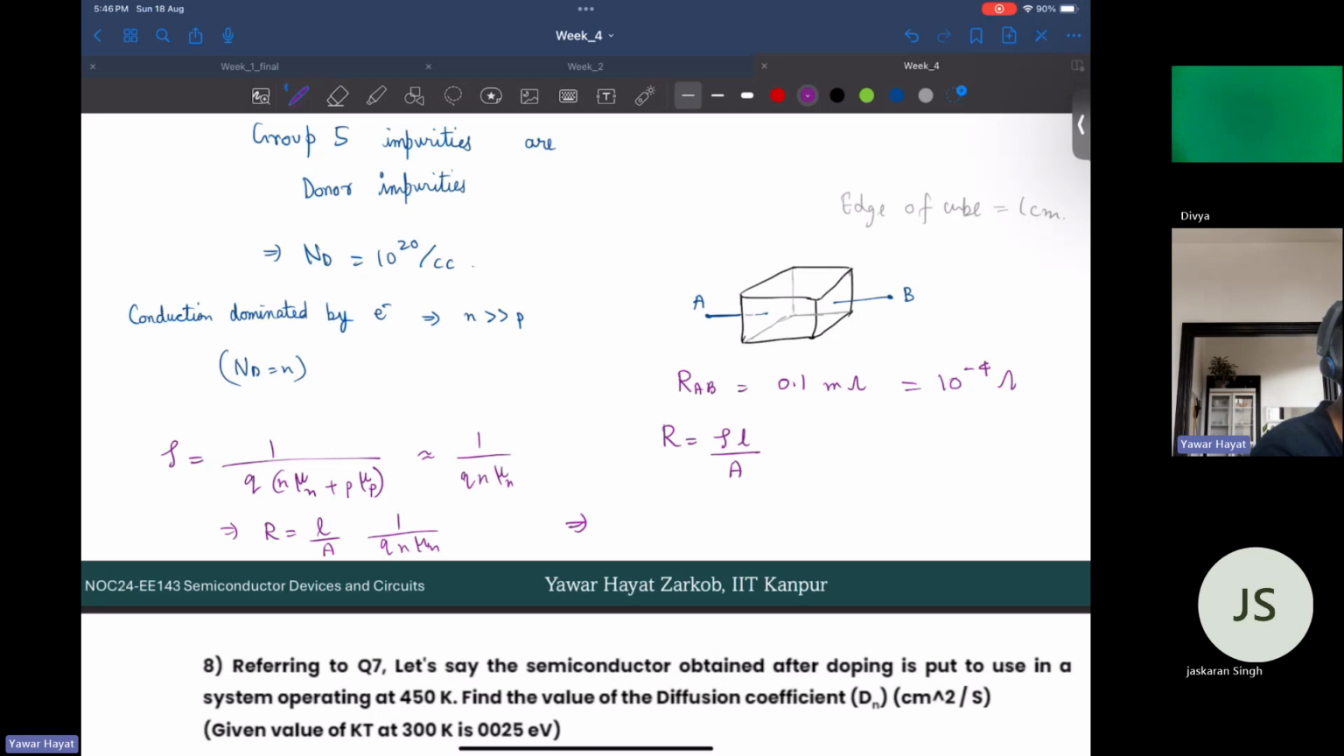What does this imply then? This implies that your mu n is equal to L by A q N R. If you put in the values of the quantities given in the question, you get mu n equal to 625 centimeter square per volt second.